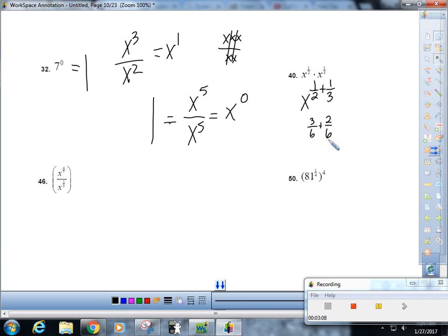How did I get that? I multiplied this one by 1, but I chose 2 over 2. And I multiplied this one by 1, but I chose 3 over 3. And that's how I got to those numbers. But I don't have time to teach you how to do that, because you were supposed to learn that beforehand. And it's okay if you don't. So just so you know, the answer is x to the 5/6.